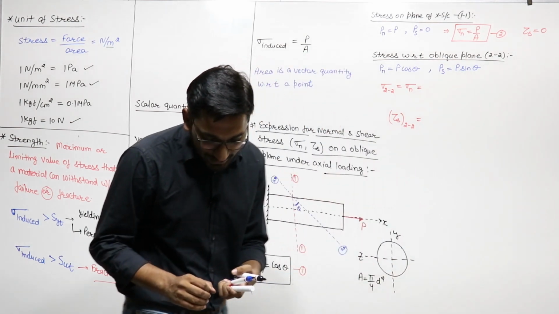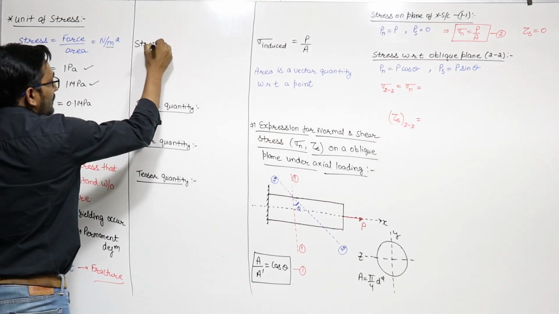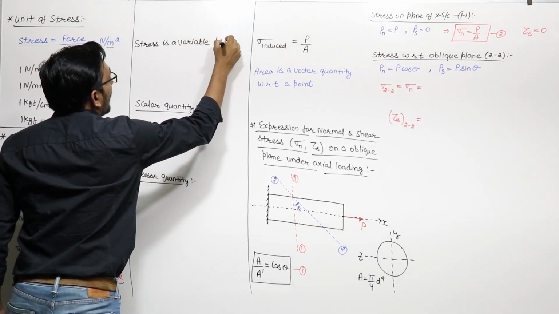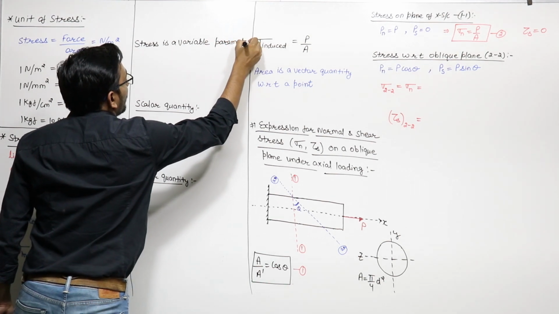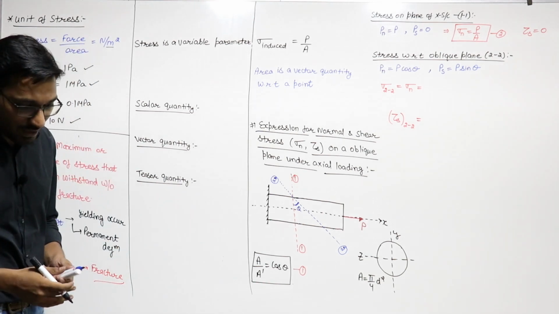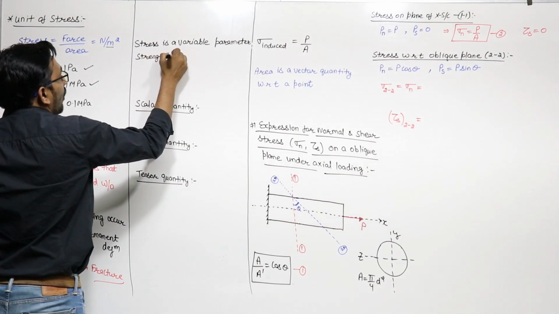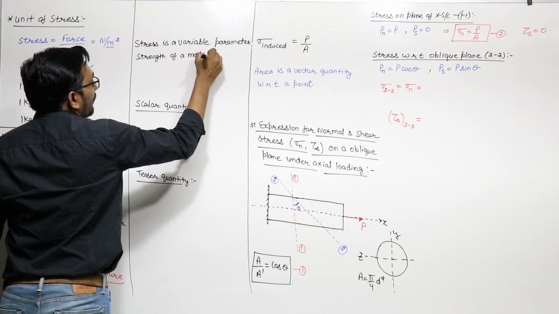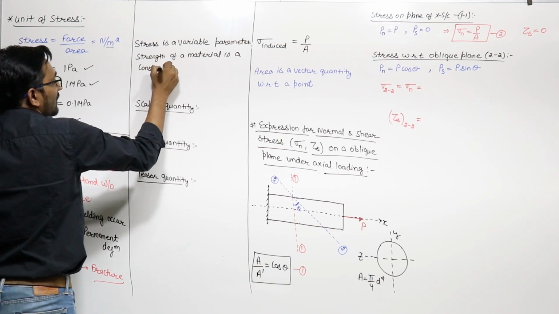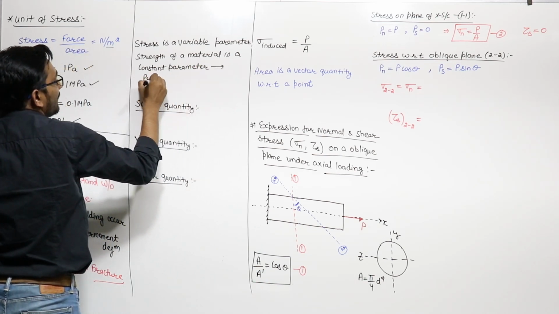So from here I can write that stress is a variable parameter. It will vary. It depends upon how much load you are applying on the body. When you are increasing the load, then the stress will increase. It is a variable parameter, but your strength is a constant parameter. Strength of a material is a constant parameter. Its value is constant and it is a property of the material.